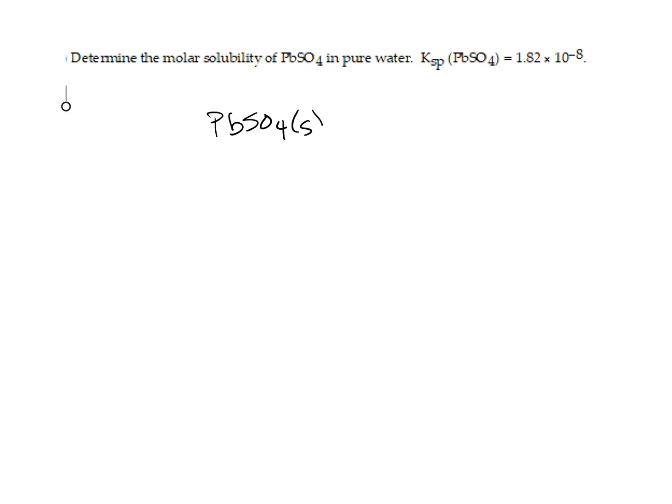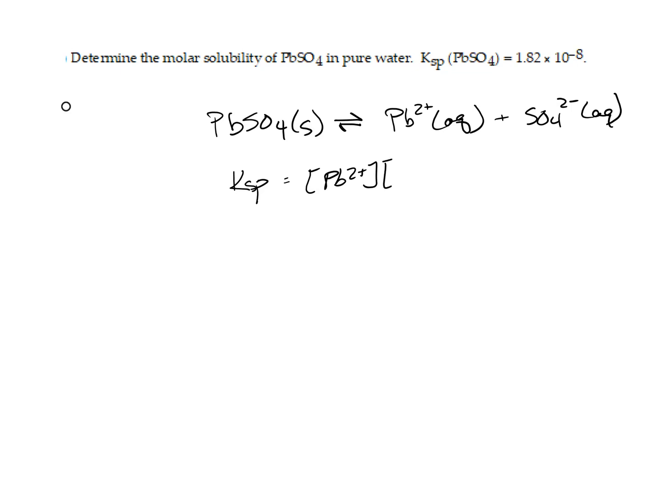Remember, we've got our lead sulfate, solid, and in solution, it's going to partially dissociate into aqueous lead and aqueous sulfate. So the Ksp expression for this solubility product is going to be the concentration of lead cations times the concentration of sulfate. And we exclude anything to do with liquid water because it's liquid, and we exclude the lead sulfate precipitate or solid because it's a solid. So there's nothing in the denominator. And this is going to equal 1.82 times 10 to the minus 8th.